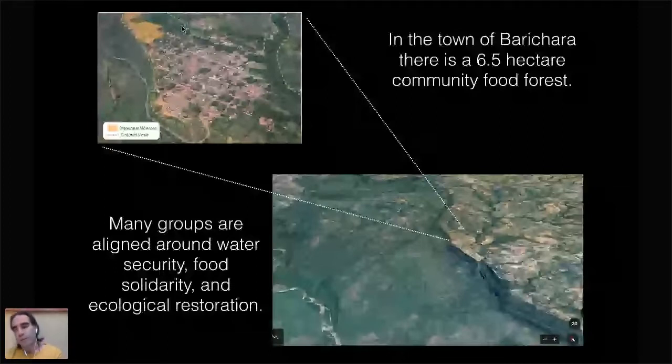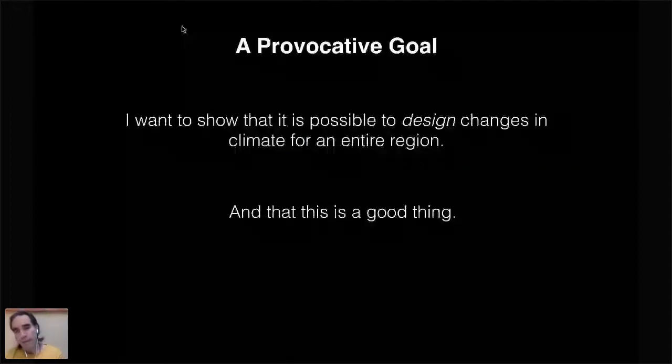I want to share something with you that might sound surprising or maybe even a little scary, because mostly when we talk about human-caused climate change, we think of it as negative. But what I want to show in the next few minutes is that it is possible to design changes in the climate for an entire region, and that this can be a good thing. That we can actually understand the climate of a region and regenerate the entire weather system.